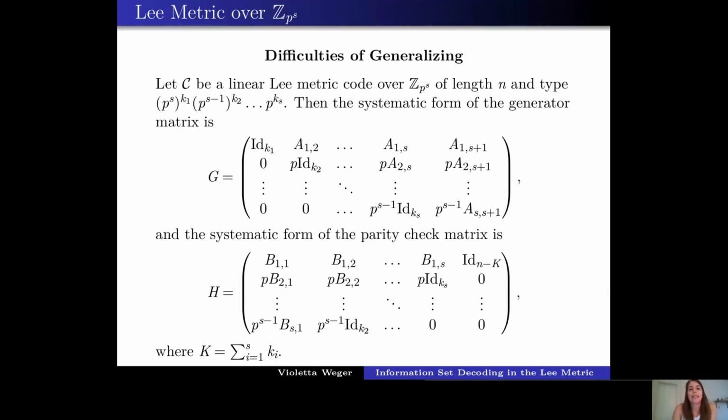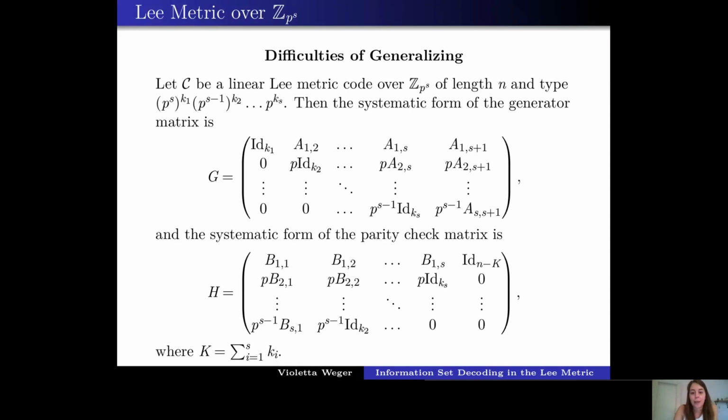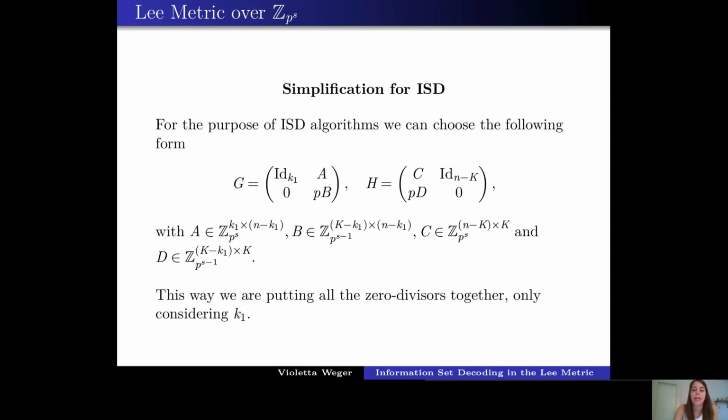Now, how about generalizing these ISD algorithms to Galois rings of the form Z mod p to the s? Well, your systematic forms get messier and messier. Of course, for the purpose of ISD, you could just assume a simpler systematic form like this, where we put all the non-invertible elements here into one big matrix D. Now, you could say that I'm cheating because we are not taking care of the special structure that we are given, but this simplified version might already be enough to do exactly that.